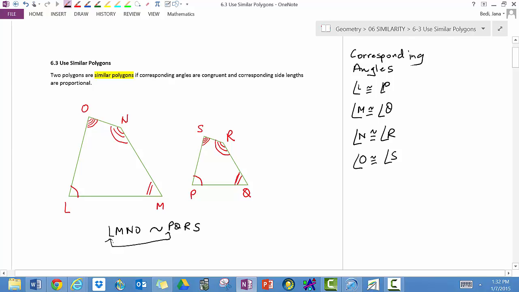How do we distinguish between congruent and similar figures? If two figures are congruent, then their corresponding lengths are equal. They are in the ratio of 1 to 1. Whereas if they are similar, they could be in a ratio of 1 to 1, but they could be in another ratio. For example, I could say this is 6, and if this is 4, then the corresponding lengths are in a ratio of 6 to 4.